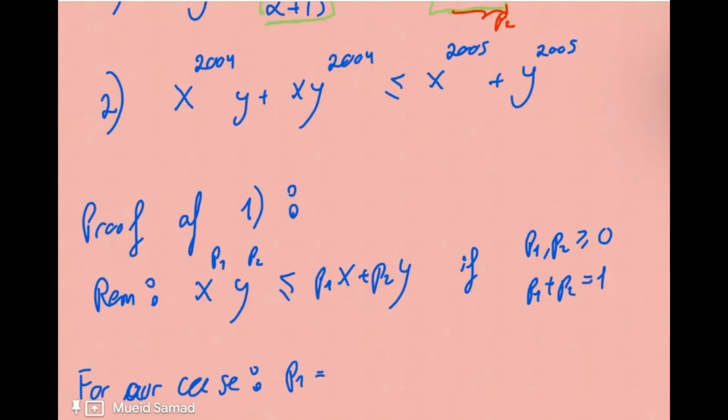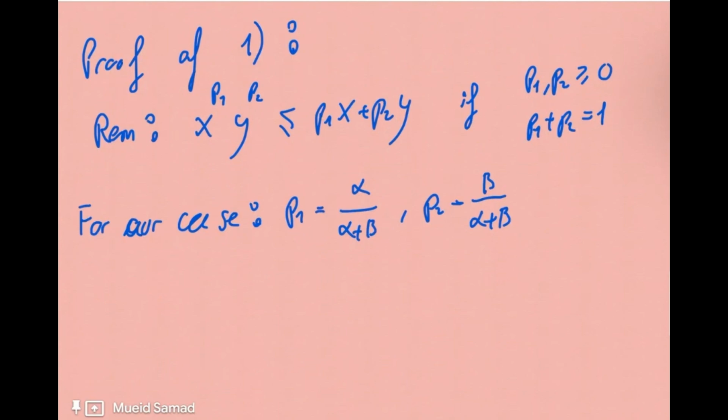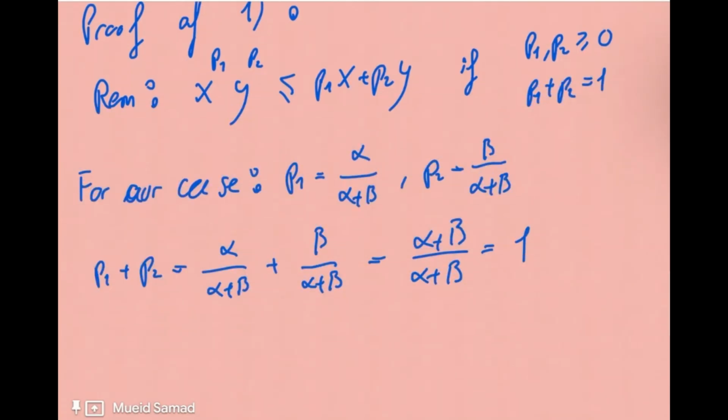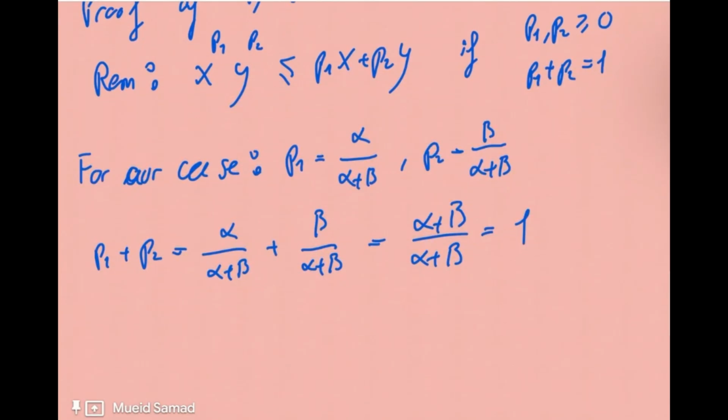We set p1 as alpha divided by alpha plus beta, and p2 equals beta divided by alpha plus beta. Clearly, they are positive because our alphas and betas are positive. Now let's add them together, and then we can see that they sum up to 1. Okay, so we can actually use the generalized AM-GM inequality.